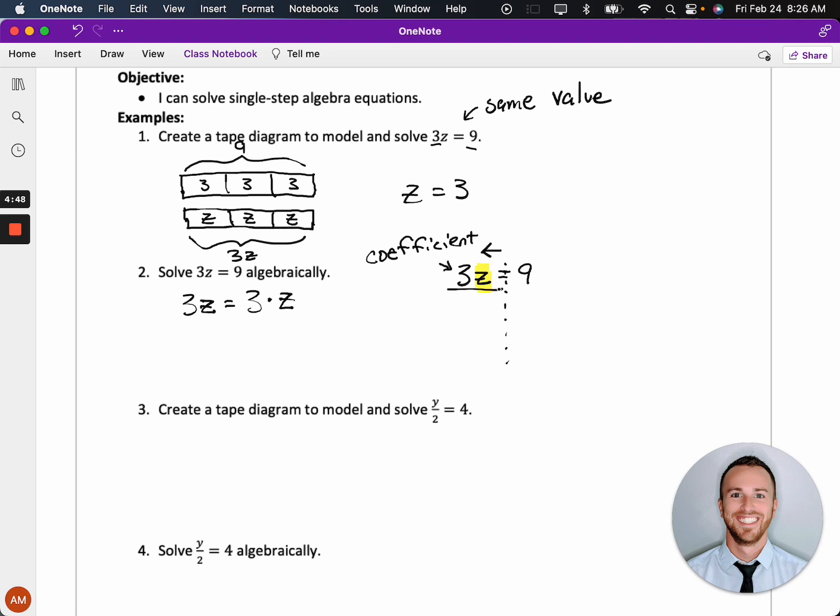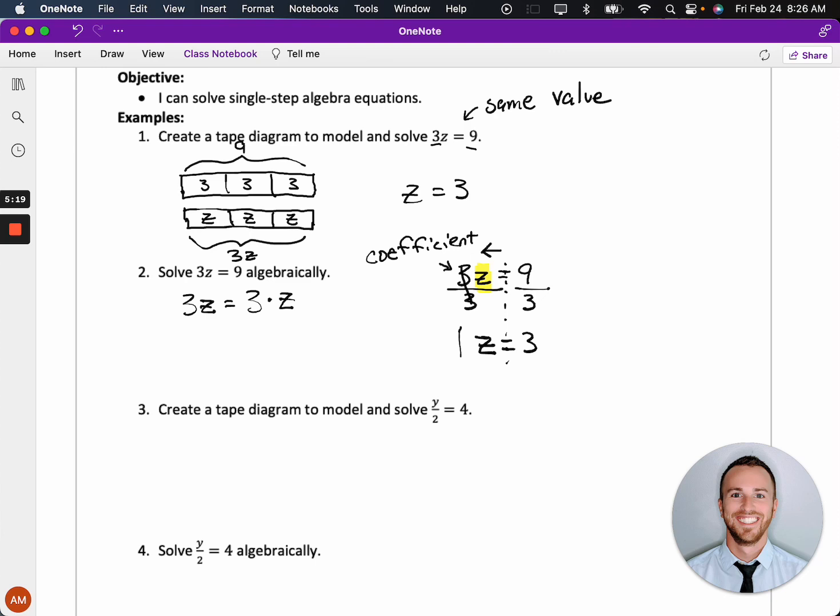So if I divide this by 3, now I have 3 divided by 3, which is 1. So all I have left on that left side of the equation is the z, or 1z. Well, I can't just do that to one side. What I do to one side of an equation, I have to do to the other in order to keep it balanced. So I also have to divide 9 by 3. Well, 9 divided by 3 gives me 3.